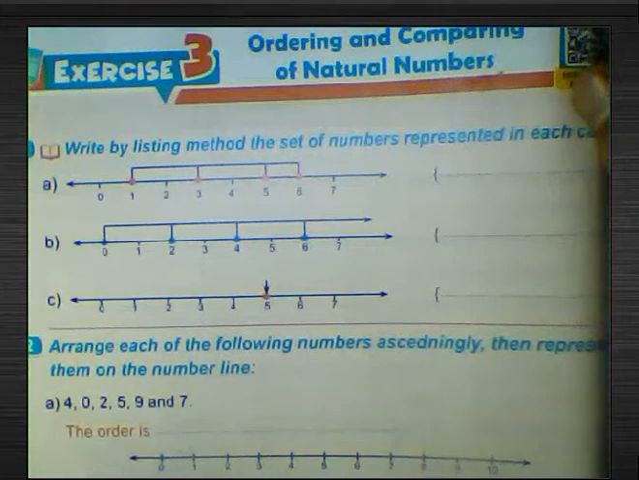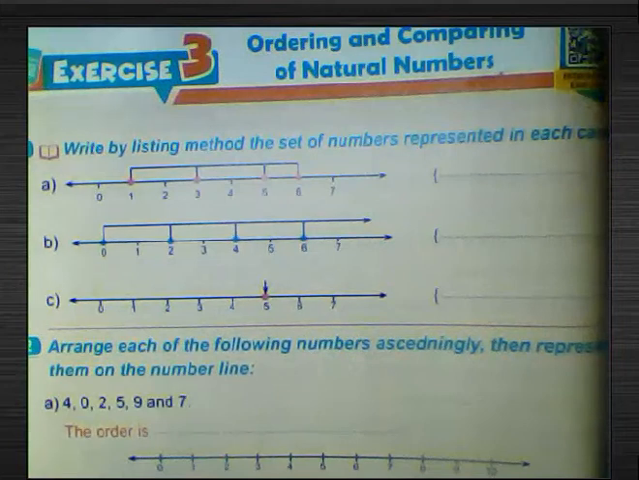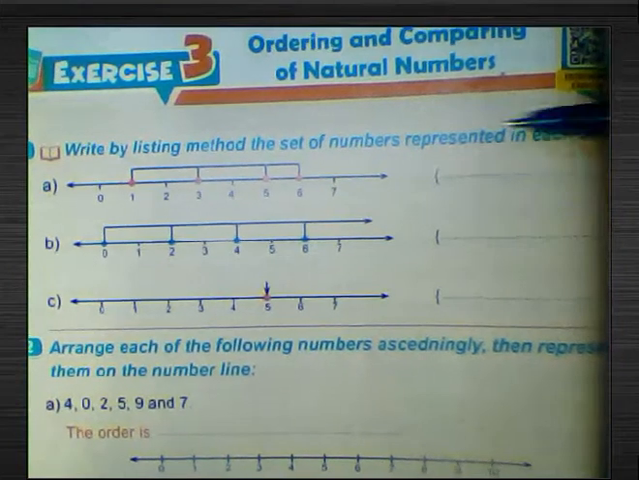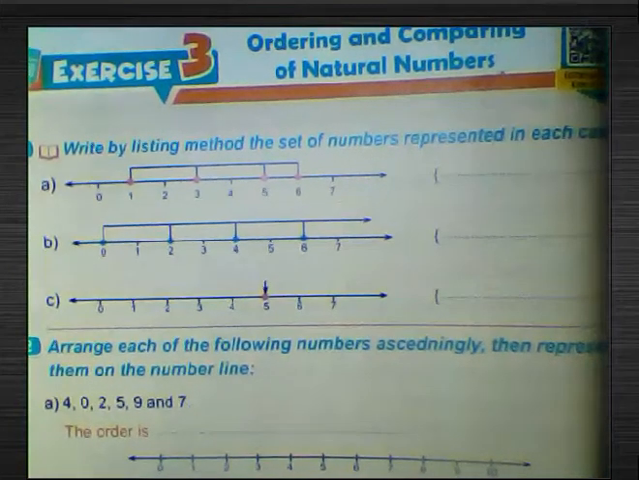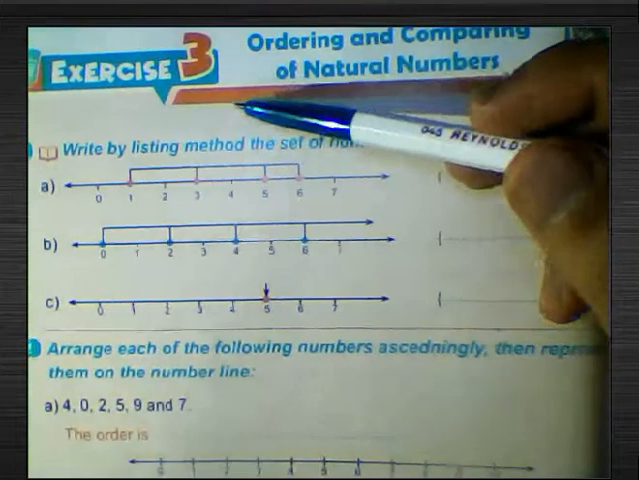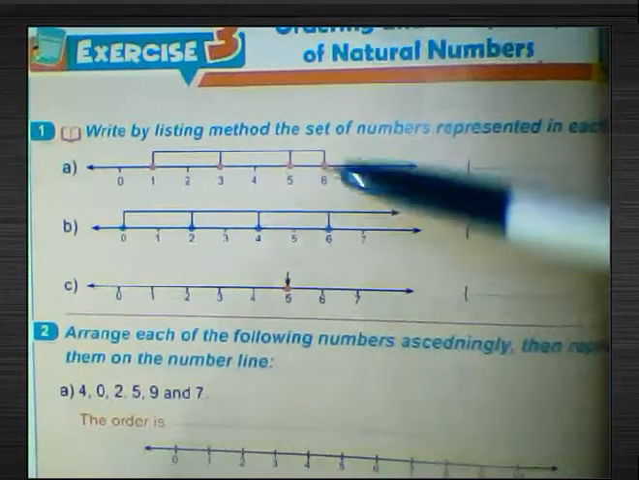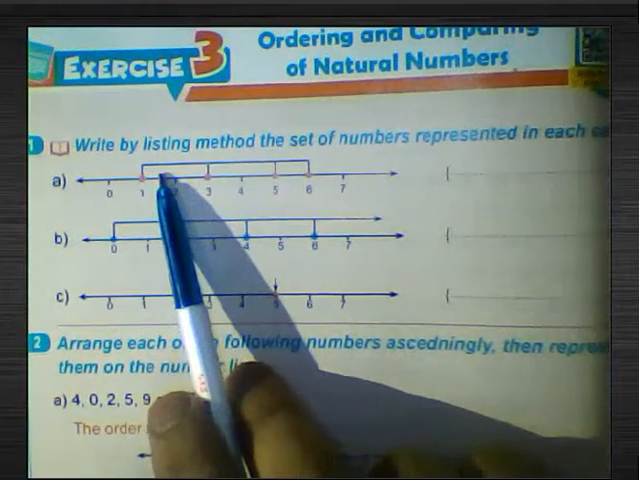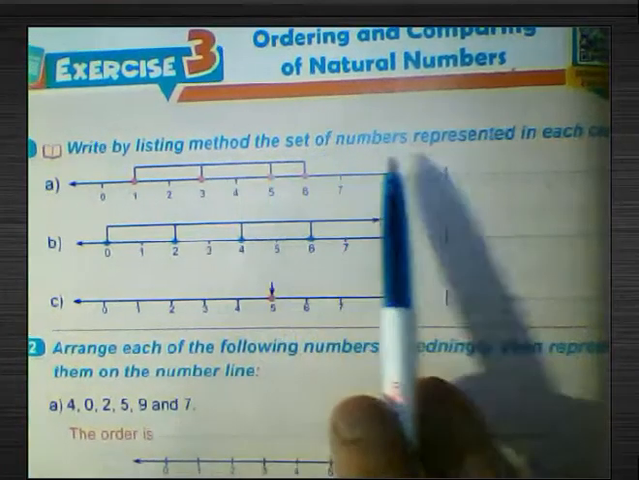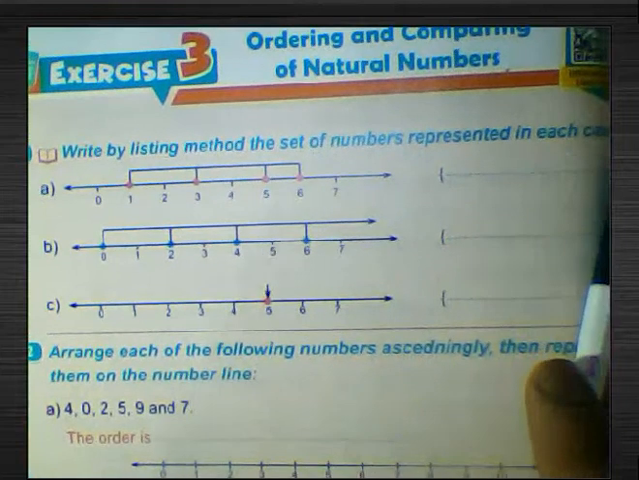Today we are going to talk about an important math concept called ordering and comparing of natural numbers. Lesson 3, exercise 3 from the gym book. Question number 1. Write by the listing method the set of numbers represented in each case.